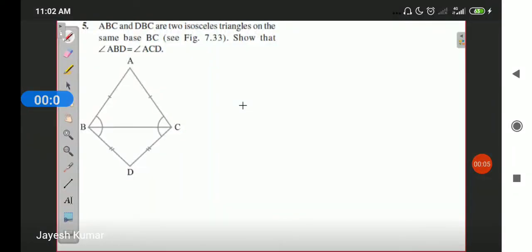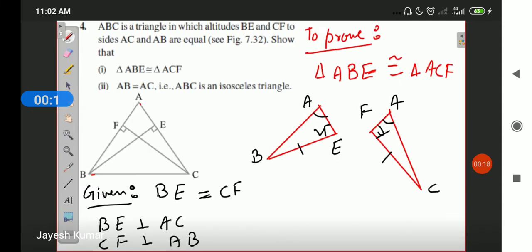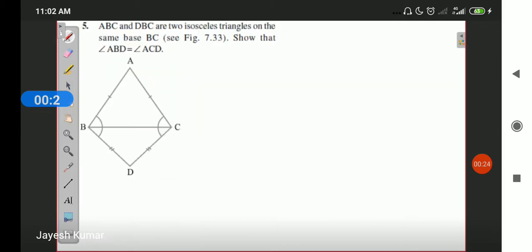Okay, so we are continuing with the same exercise, that is, the second exercise of chapter Triangles, chapter 7. This is exercise 7.2. I did questions number 1, 2, and 3 for you. I gave question number 4 to be done by yourself. Okay, so now we are moving on to question number 5. I have already explained how to do question number 4.